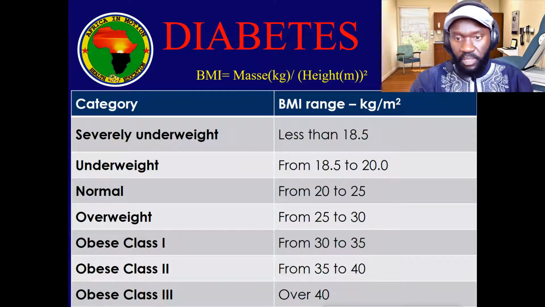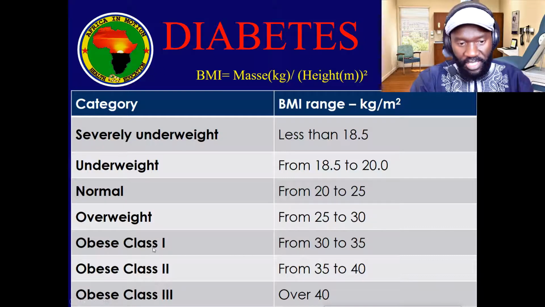It's not normal. But if your body mass index is between 18.5 and 20, it is underweight. It's not very severe, but it is underweight. The one which is preferable, the one which is recommended, should be between 20 and 25. Now, if you have 25 to 30, you are in the category of overweight.